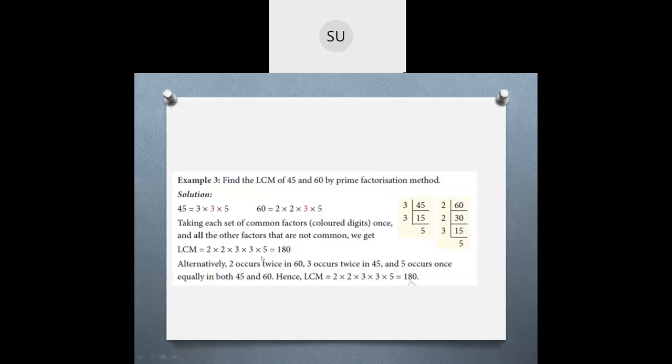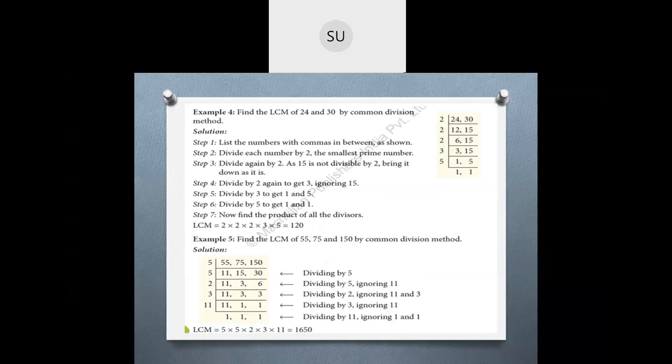Okay, so into 3 into 5. So you get 180 as the LCM for 45 and 60. Okay, so this is the LCM for 45 and 60 by the prime factorization method. Then the common division method. We have seen what the division method is.